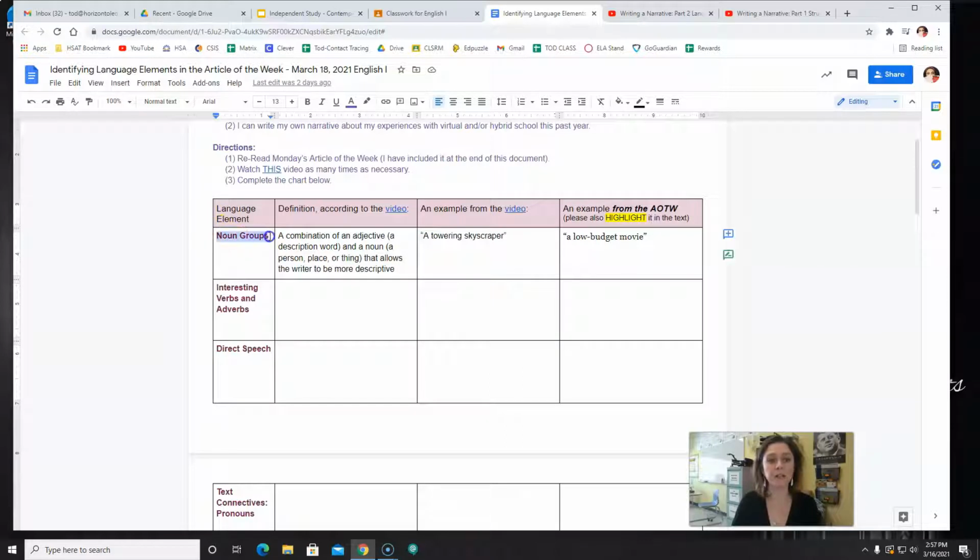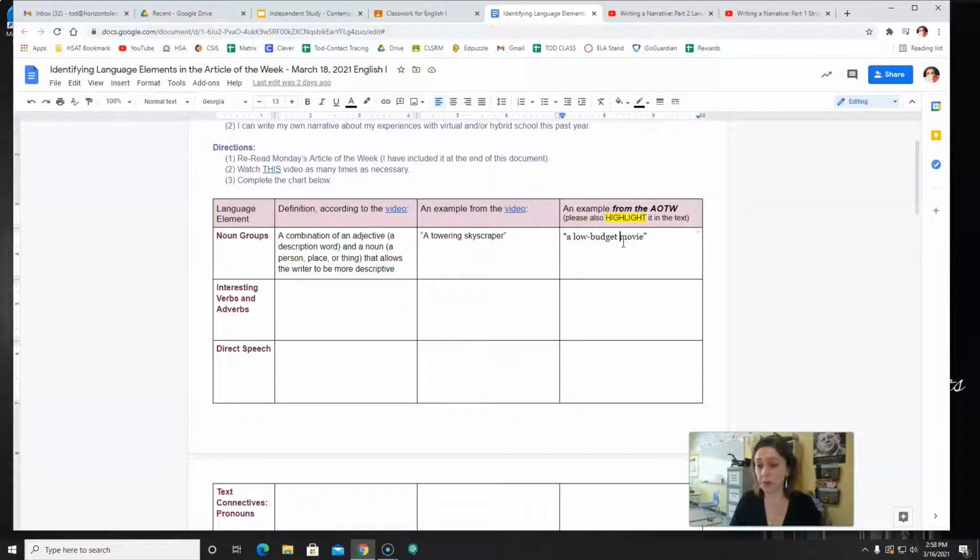The first language element is noun groups. So when I watch that video, and if I have to watch it again, I will watch it again. I am told that it is a combination of an adjective, a description word, and a noun, a person, place, or thing, that allows the writer to be more descriptive. The example, or one example they gave in the video, is a towering skyscraper. So my adjective is towering, meaning it's super tall, describing a noun, the skyscraper. Adjective, noun. So this is a noun group.